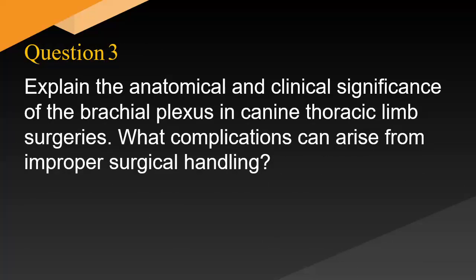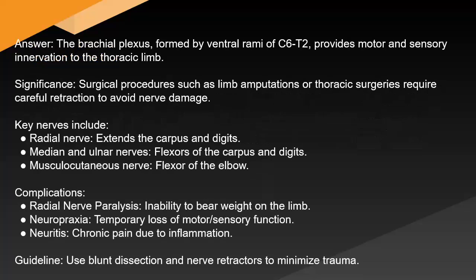Explain the anatomical and clinical significance of the brachial plexus in canine thoracic limb surgeries. What complications could arise from improper surgical handling? Answer: the brachial plexus, formed by ventral rami of C6 to T2, provides motor and sensory innervation to the thoracic limb. Significance: surgical procedures such as limb amputations or thoracic surgeries require careful retraction to avoid nerve damage.